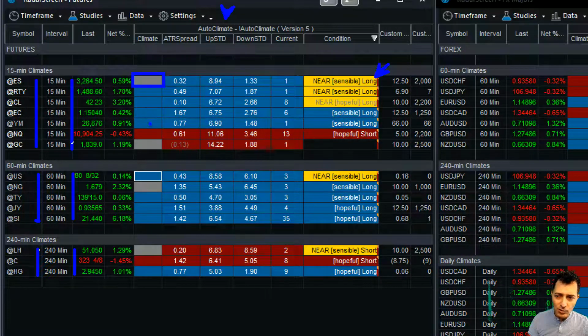It's not blue or red, it's gray, meaning we don't have statistical evidence enough. We don't have enough statistical evidence to assume that this climate would give us any advantage from an odds point of view. And therefore, we are simply going to pass on this trade. Okay.